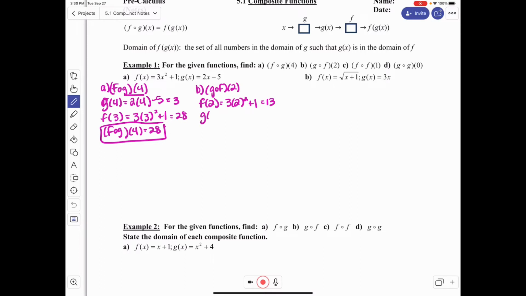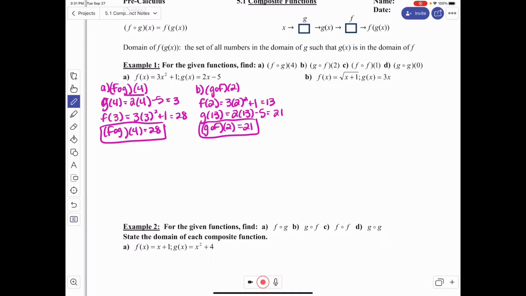And then we're going to take 13 and plug it into g. So we have 2 times 13 minus 5. That's going to be 26. 26 minus 5 is 21. So g of f of 2 equals 21.